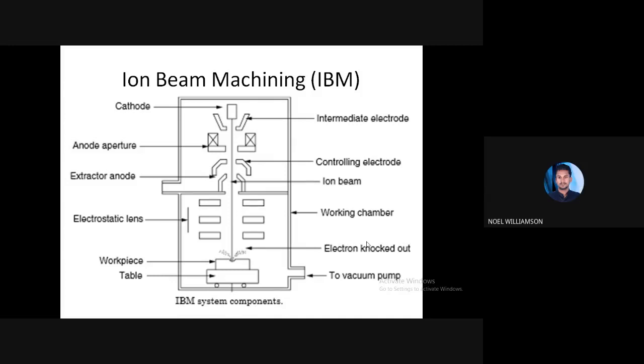In the fourth module, we have first of all discussed the laser beam machining. Then comes the electron beam machining. Now, this is the ion beam machining. So now we'll see how ion beam machining works, or what the mechanism involved in the ion beam machining is.